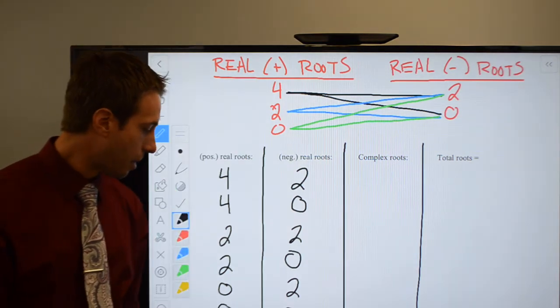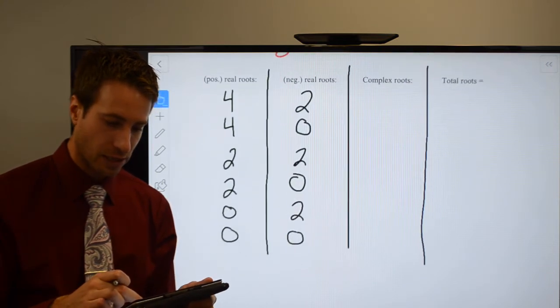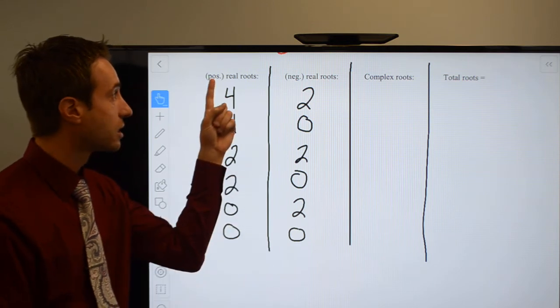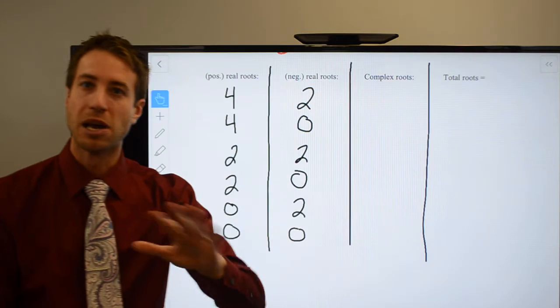All right, so now we come to the last 2 columns. Now that I've got that, let me slide this up a little bit because the rest of the work is very, very simple. These are all possible combinations of positive real roots and negative real roots. The last 2 columns, piece of cake.